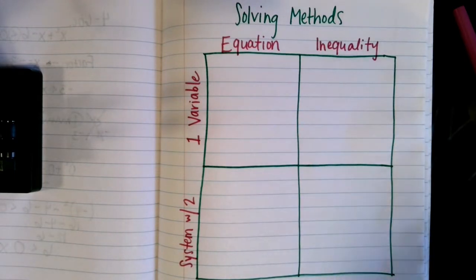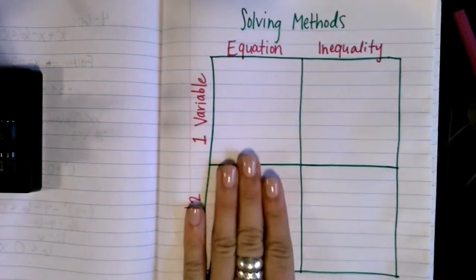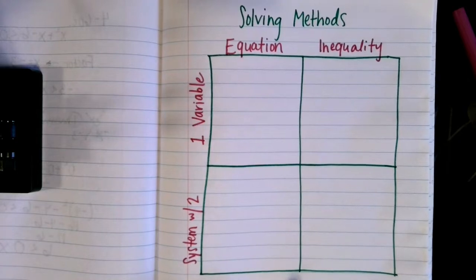As we fill in this graphic organizer, we want to think about what the solution to an inequality or a system of inequalities means. Does it matter if the inequality has one variable or two? And then we're also going to think about this for equations.